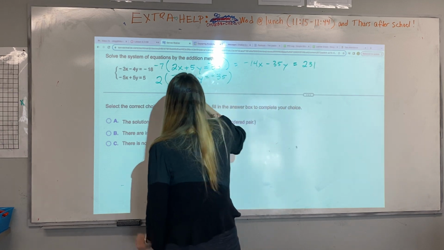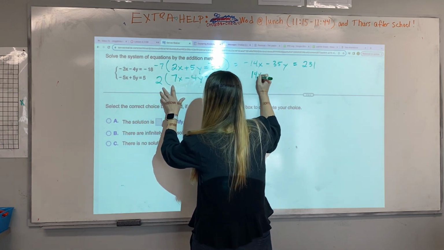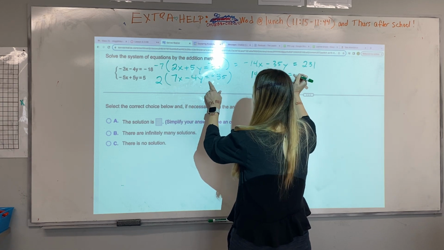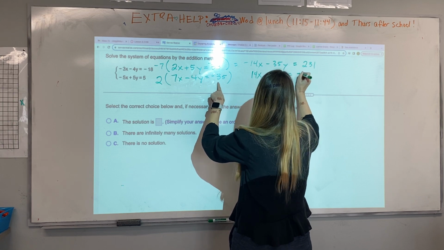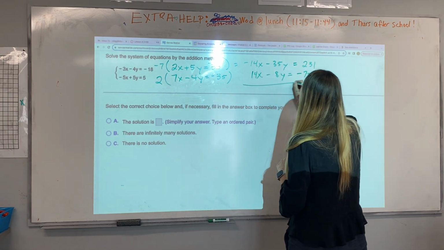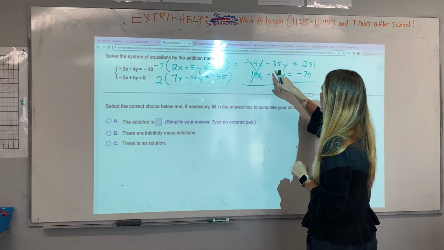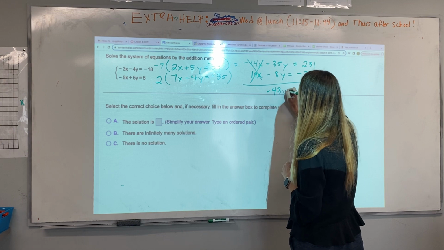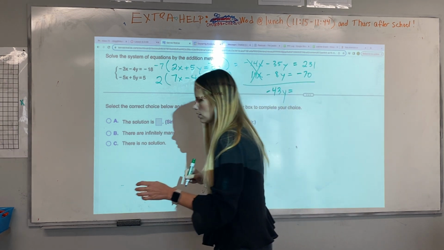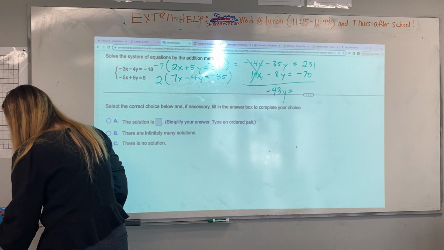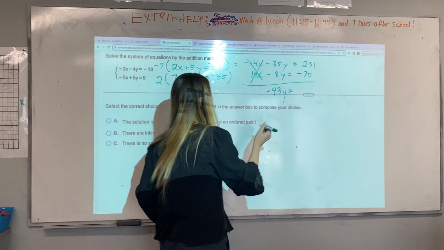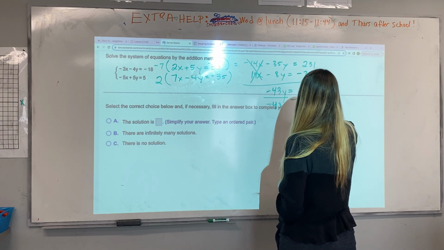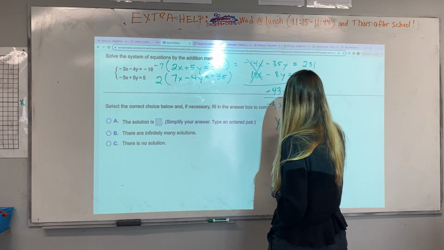Yeah. Good. And then down here we have 14x, negative 8y, and then a negative 70. Did you get that? Yeah. Okay, good. You canceled out your x terms. You've got negative 35 and negative 8, so that would be negative 43. Negative 43y equals 231 minus 70 equals 161. Did you get that? Yeah. Okay, did you divide by negative 43? What did you get for y?